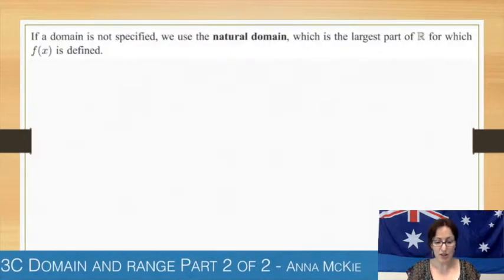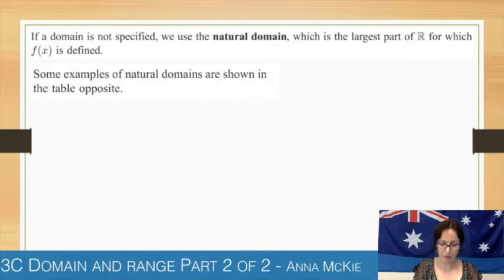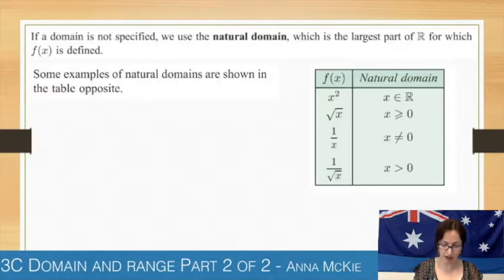So if a domain is not specified, we use the natural domain, which is the largest part of the real numbers for which f of x is defined. So what that means is you use the default, every possible value you could use if nothing's defined. Some examples of the domains are shown in the table opposite. Very handy to have this written down.